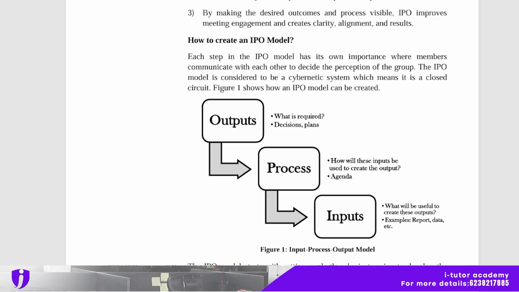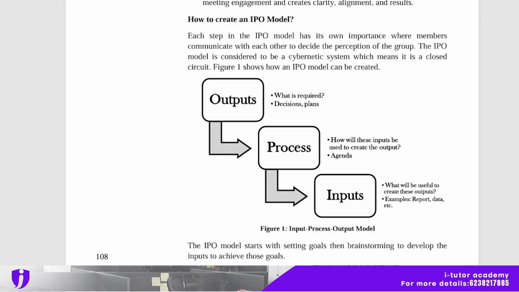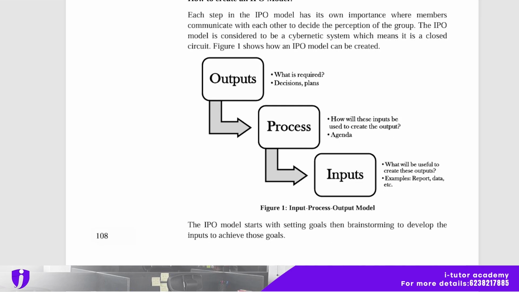Each step in the IPO model has its own importance, where members communicate with each other to decide the perception of the group. The IPO model is considered to be a cybernetic system, which means it is a closed circuit. So in output, what is required: decisions, plans, etc. In process, how will this input be used? So first of all, there is an input. Okay, what will be useful to create these outputs?